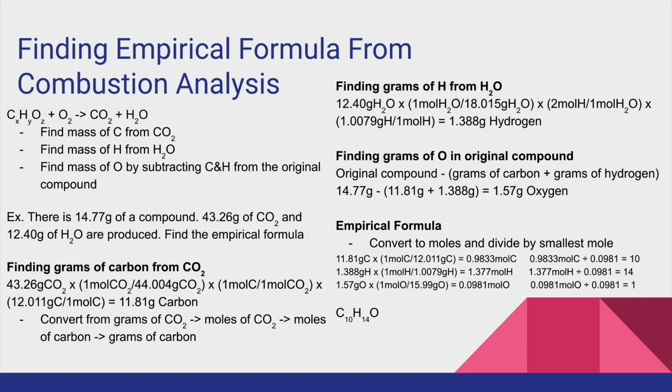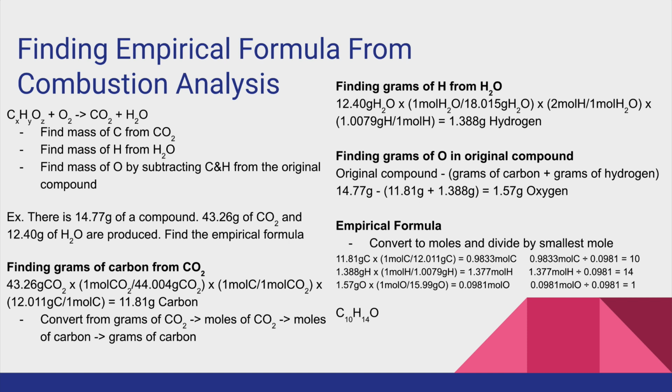So for our first example, there's 14.77 grams of a compound that produces 43.26 grams of CO2 and 12.4 grams of H2O, and we must find the empirical formula. First, let's start off by finding grams of carbon from CO2. We will do this by converting grams of CO2 to moles of CO2, which we can use to find moles of carbon and then convert to grams of carbon.